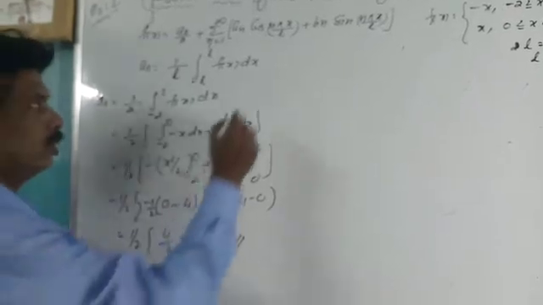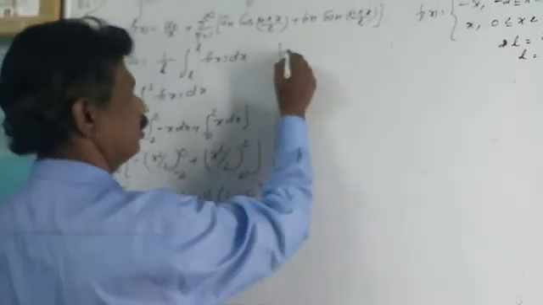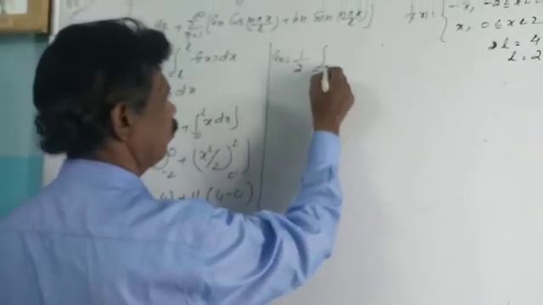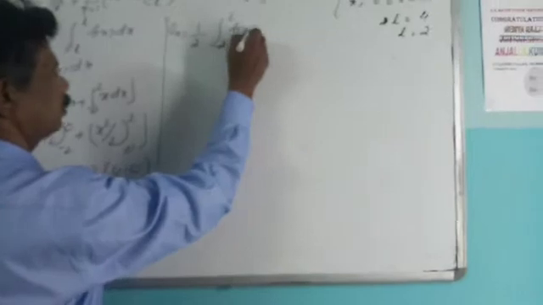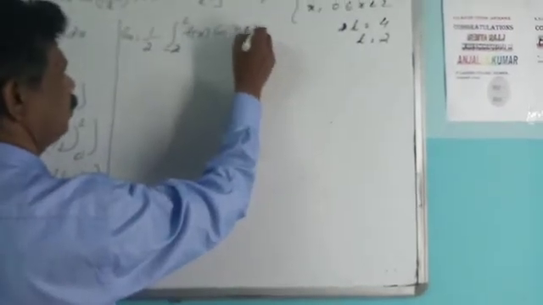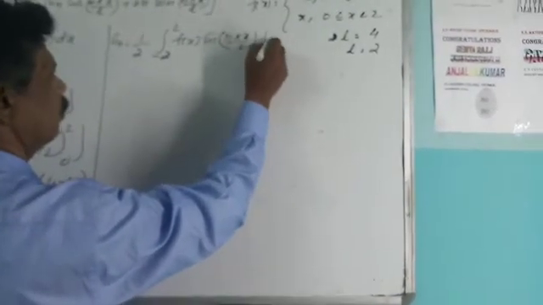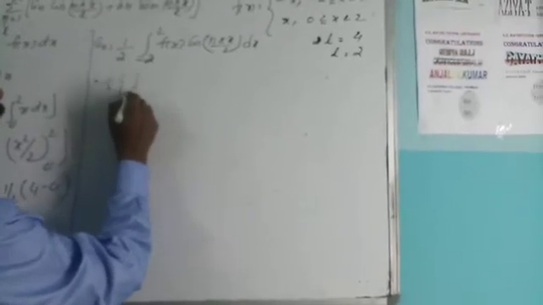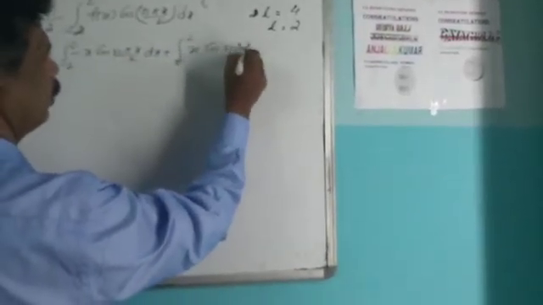Ready? Now the second term, an, is equal to 1 by l, that is 1 by 2 integral minus 2 to plus 2 of f of x cos n pi x by 2. Here l equal to 2. Therefore the formula becomes 1 by 2 into integral minus 2 to 0 of minus x cos n pi x by 2 dx, plus integral 0 to 2 of x cos n pi x divided by 2 dx.